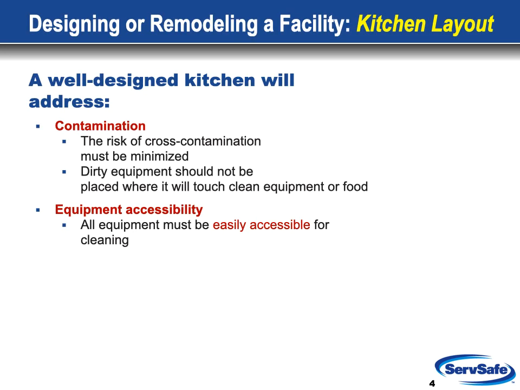A good layout will minimize the risk of cross-contamination. Dirty equipment should not be placed where it can touch clean equipment or food. For example, it is not a good practice to place the soiled utensil table next to the salad preparation sink. Since hard-to-reach areas are less likely to be cleaned, a well-designed layout ensures that equipment is easily accessible for cleaning.